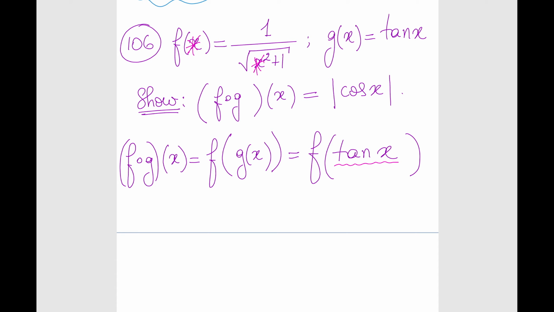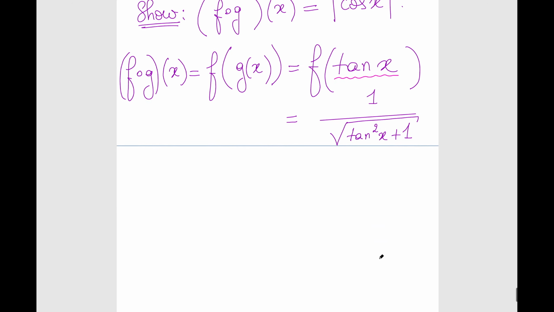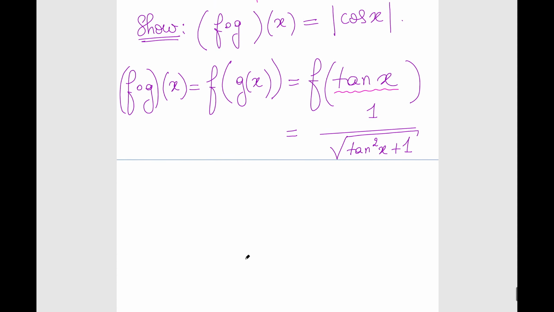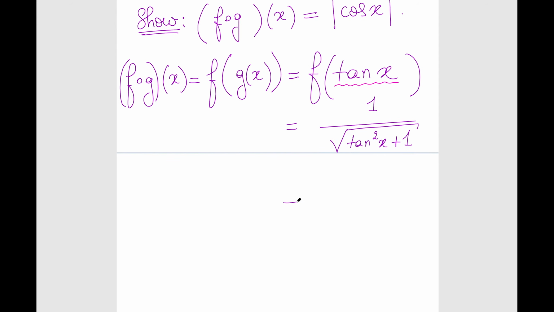Okay. So this is then equal to 1 over the square root of the input squared plus 1. Agree with that? Okay. What we want to show? We want to show that this ultimately becomes the absolute value of cosine of x. Okay. What do you know about tangent squared of x plus 1? It's one of the identities, one of the Pythagorean identities. This is secant squared of x, right?